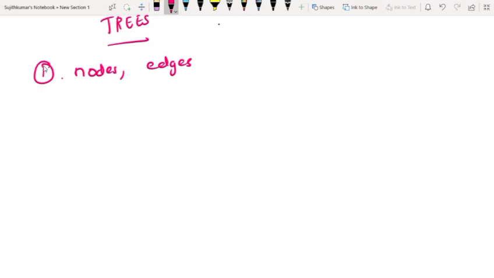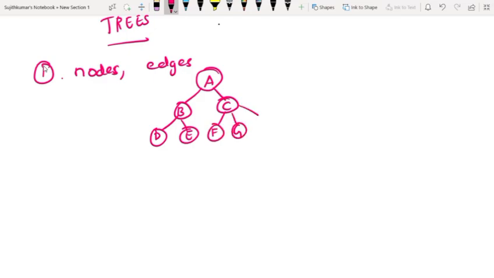I think I've explained this to you in the previous video. A tree may look like this: A, B, C. This may again have D, E. This may have F, G, H. So this may be a tree. So the nodes in the tree are A, B, C, D, E, F, G, H, and the edges are, this is an edge, this is an edge, this is an edge.